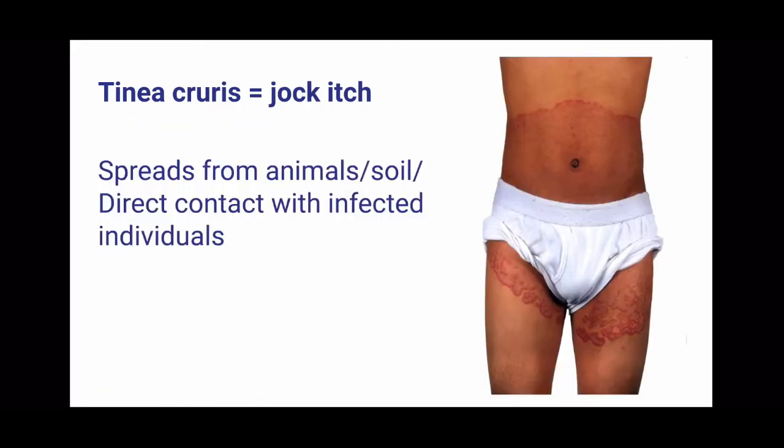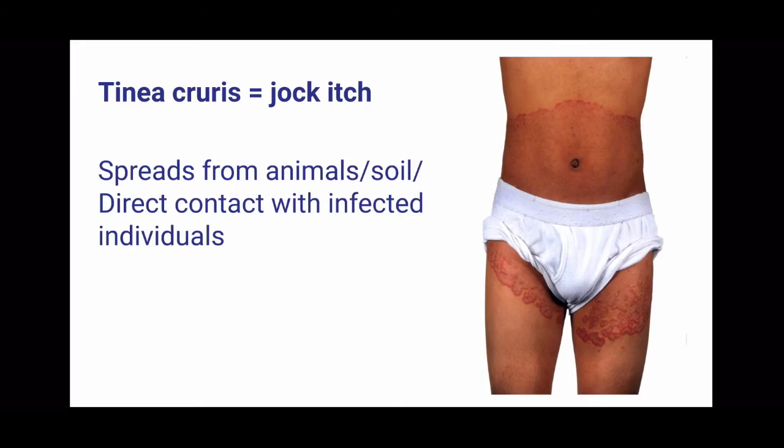Tinea cruris, also known as jock itch, is a fungal infection of the groin. The fungus usually spreads from animals or the soil or by direct contact with an infected individual. Individuals with jock itch usually develop a rash in warm, moist areas of their body, like their groin and their inner thighs. The rash usually starts on the skin in the crease located in the groin.